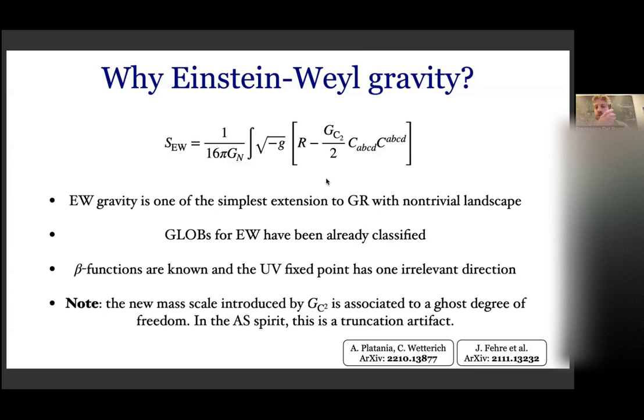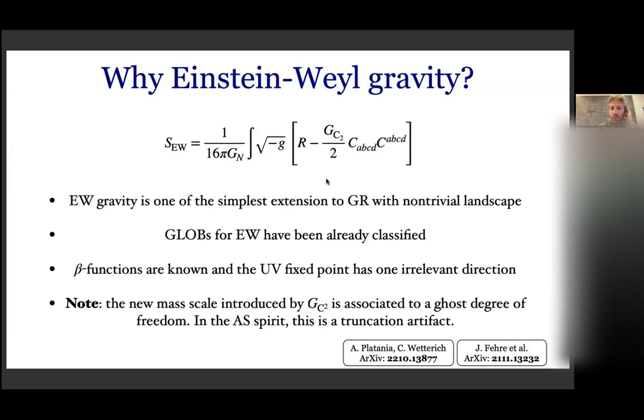Just a comment: you introduce a new coupling, so you introduce a new mass or length scale associated to the new coupling. And usually this is associated with the ghost degree of freedom present in quadratic gravity generically, also in Einstein-Weyl. Someone can argue that this can be a problem, but in the spirit of asymptotic safety, we didn't care about it, in the sense that we considered it a truncation artifact. It's something that we do not truly believe is there if you consider the whole tower of operators of your effective field theory.